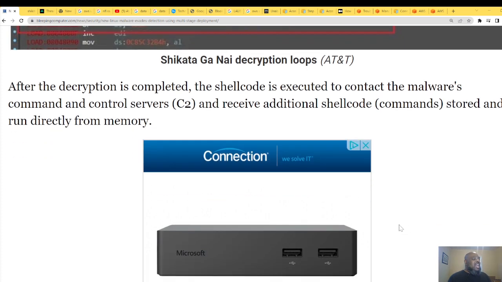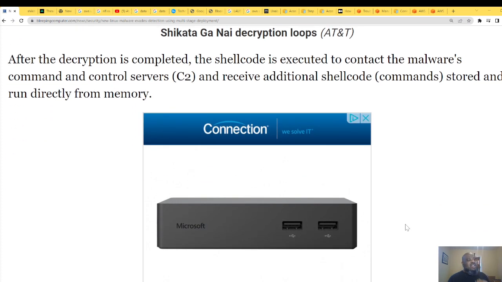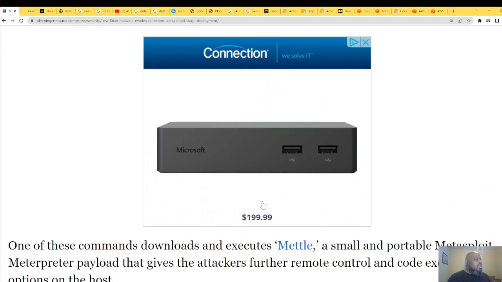After the decryption is completed, the shell code is executed to contact the malware command and control server, C2, and receives additional shell code commands stored and run directly from memory. Right, so since it's not on a hard drive, it's in memory. It's hard to detect. A lot of times the pattern is used when it gets to the hard drive or it gets passed in there. If it's executed in memory, once again, it's hard to find.